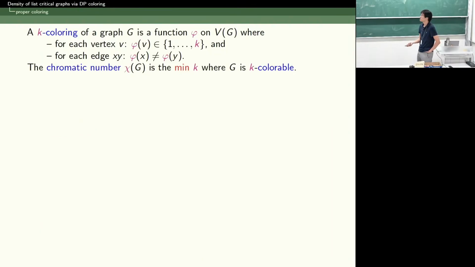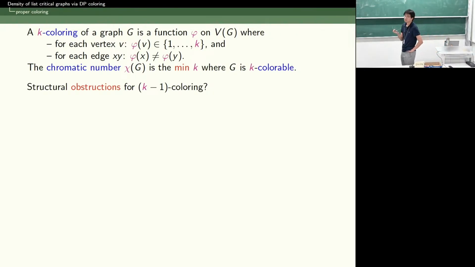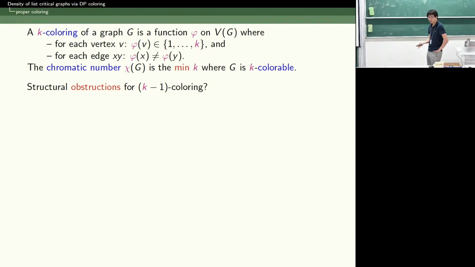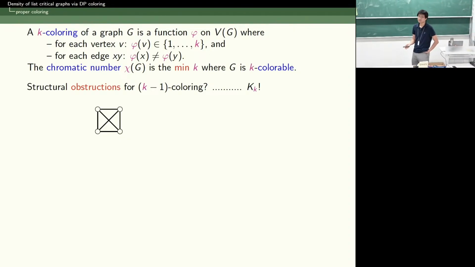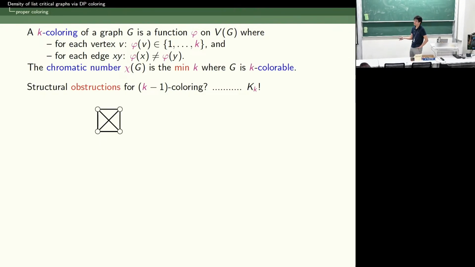Okay. So I'm sure you all know the definition of proper coloring. Usually we're interested in these obstructions, right? If your graph has chromatic number k, that means you can't color it with k-1 colors. And what are the obvious obstructions? The first one, of course, is the complete graph. If you have a complete graph, then all k vertices must be colored differently. So if you have a complete graph on k vertices, then your chromatic number is at least k.